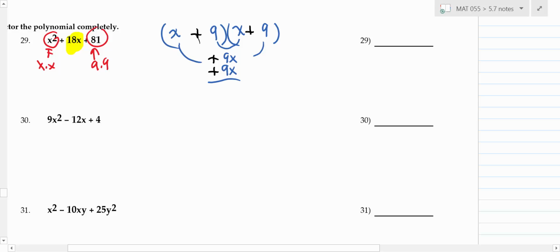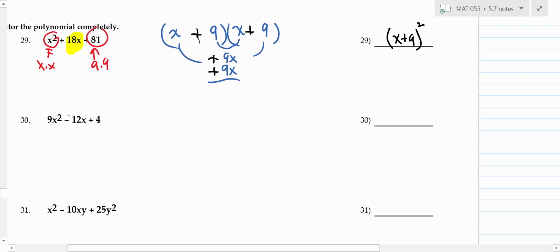What's another way you could write the answer? If you have the same thing twice, how do you write it? Something to the second. Good. Okay, so the way you typically write your answer is x plus 9 to the second. Okay, like that. Okay? And that's the way a perfect square trinomial is going to factor, is it should just be something squared. Like that. It'll always be the same.